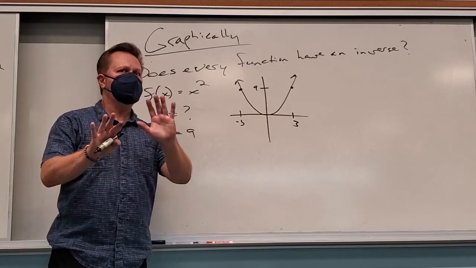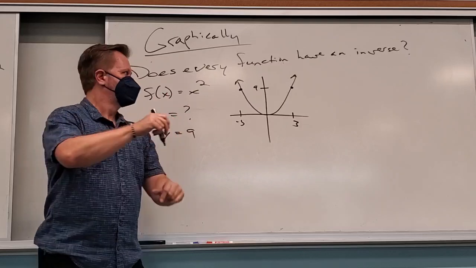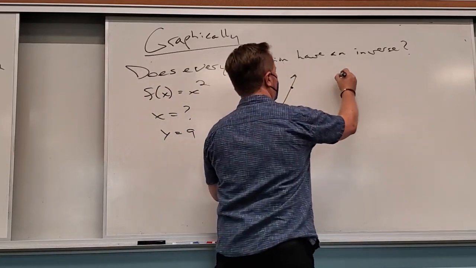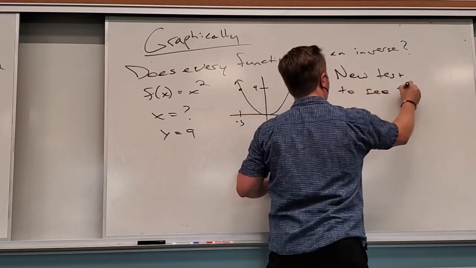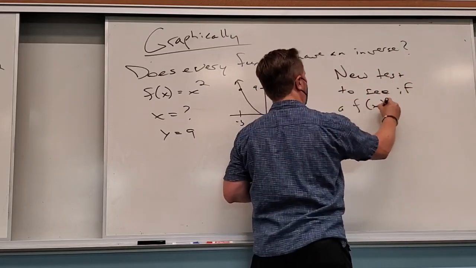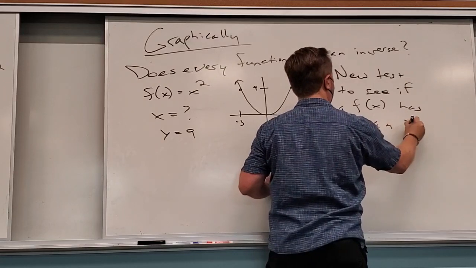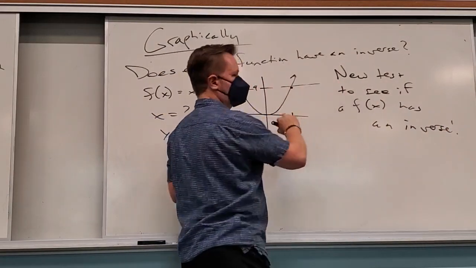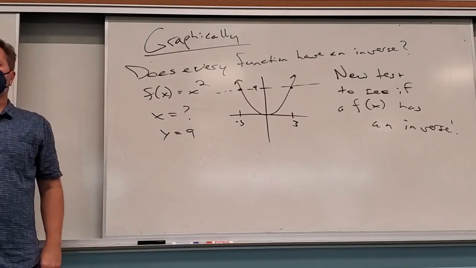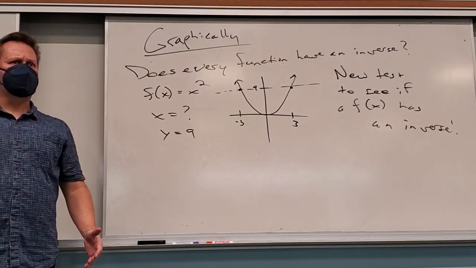Maybe. So what that means is we have a new test to see if a function has an inverse. And that test is the horizontal line test, because that matches what we just said.